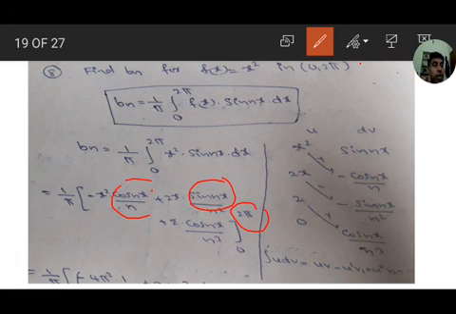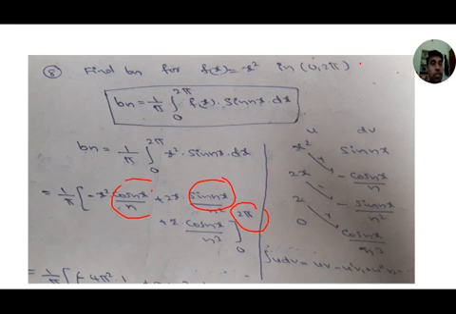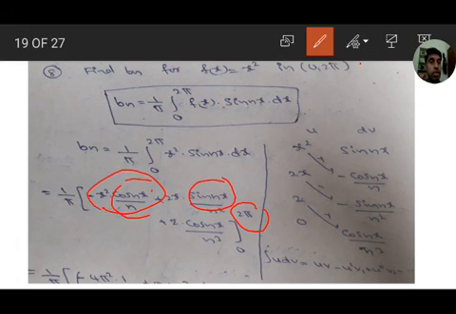Next, 2 into cos 2n pi. Cos 2n pi value is 1. So 2 by n cube. We get 2 by n cube, 2 into 1 by n cube. Okay, over. Next, if you substitute 0, x square 0 into this is 0.